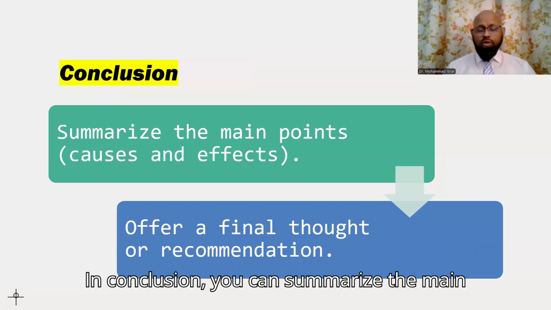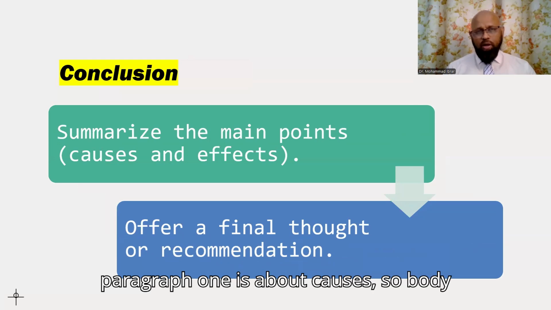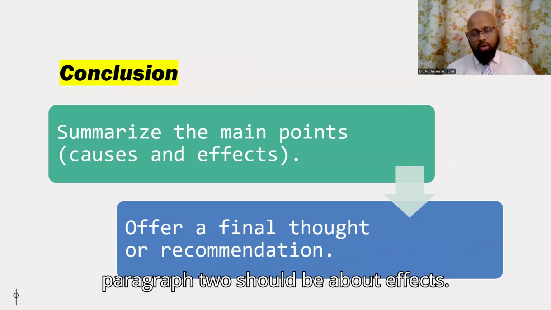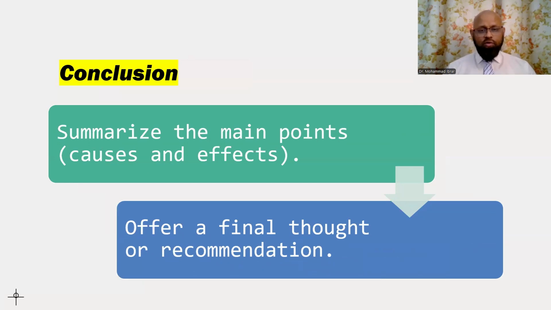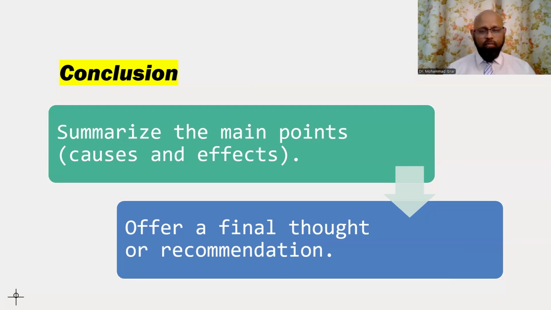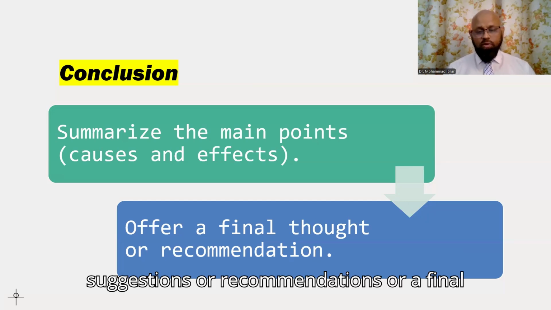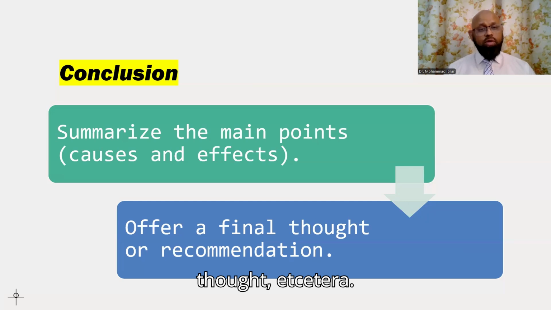In conclusion, you can summarize the main points. So your body paragraph 1 is about causes. So body paragraph 2 should be about effects. So in your conclusion, you need to talk about causes that you discuss in body paragraph 1, and then you have to talk about effects that you discuss in body paragraph 2. And finally, you can end with something that you want to call into action, or your suggestions or recommendations or a final thought, etc.